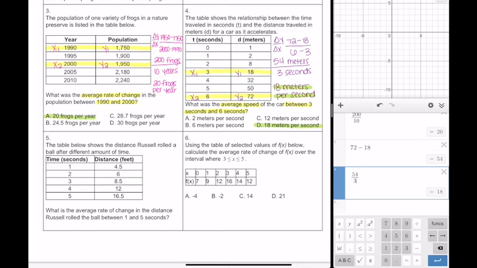In number 5, the table below shows the distance Russell rolled a ball after different amounts of time. So it's the distance of the ball after so many seconds of him rolling it. What was the average rate of change? So this may not be linear, that's okay. Between 1 and 5 seconds.